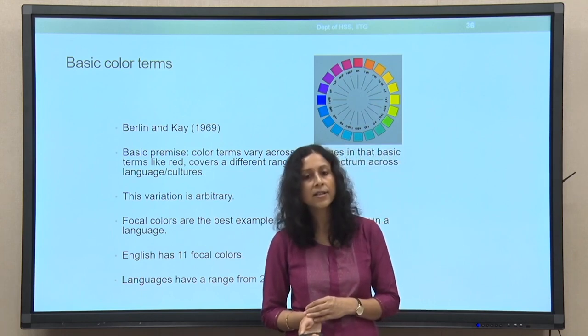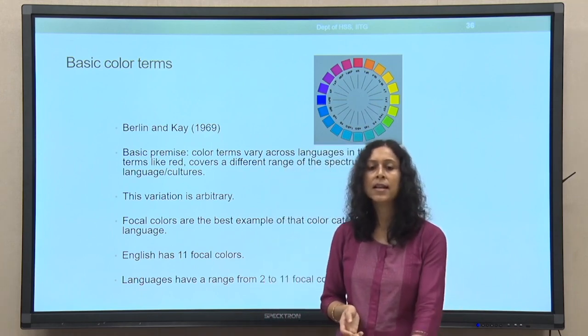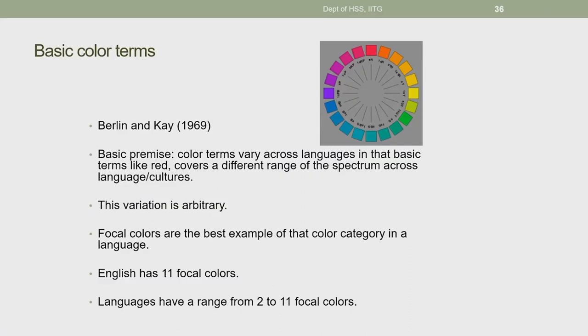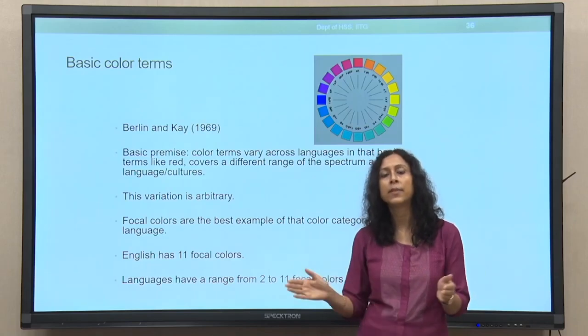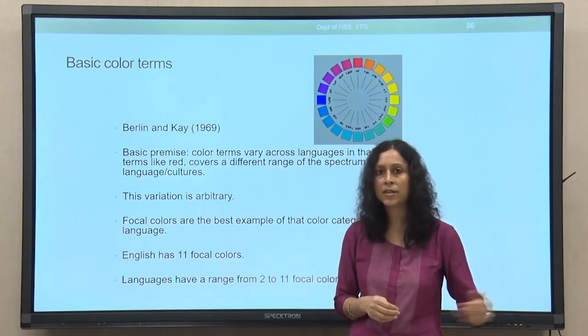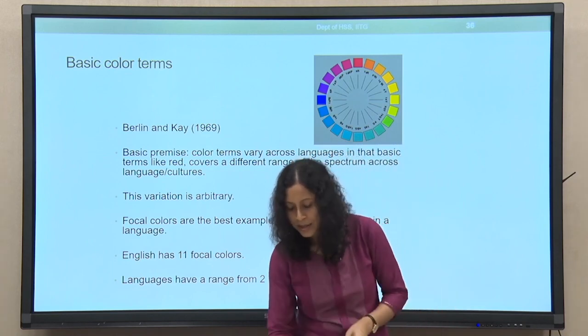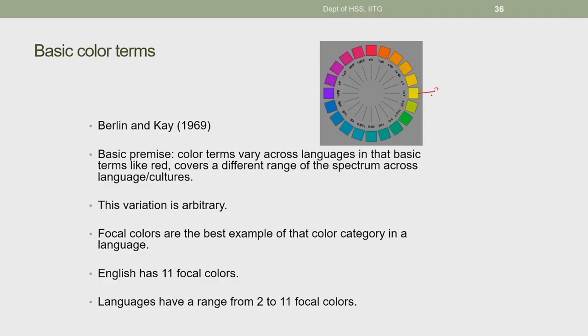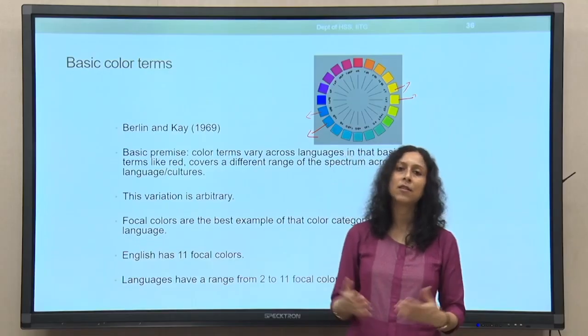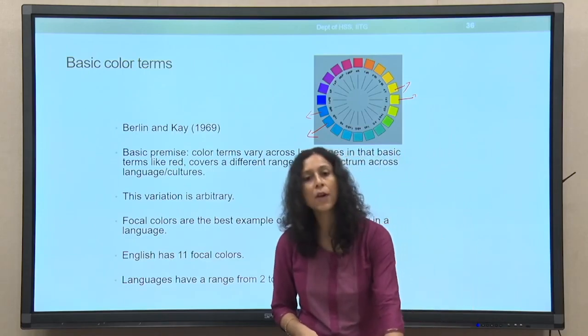And they saw that the variation is arbitrary. Now, focal colors are the best example of a color category in a language. So, what is yellow? That is a focal color yellow in the spectrum that goes from, let us say, red to orange, red and orange and yellow and so on. So, where exactly is yellow placed in this particular thing? For me, this could be yellow, for me this is the yellow, for some people this could be the yellow. So, this is the idea of focal color. Similarly, for me blue could be this focal color blue, but for another person this could be the blue that really stands out, the typical blue. So, this is where languages differ.